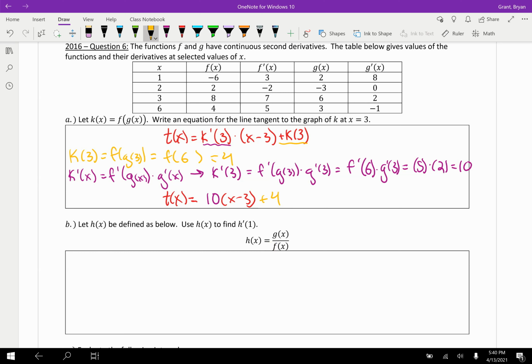They said write the equation for the line tangent to the graph of k. What if they had said write the slope for the line? And I'll show you what that means. Write the slope for the line tangent to the graph of k at x equals 3. Well, the slope of the line tangent is actually k prime of 3. This is the answer if that had said 10.